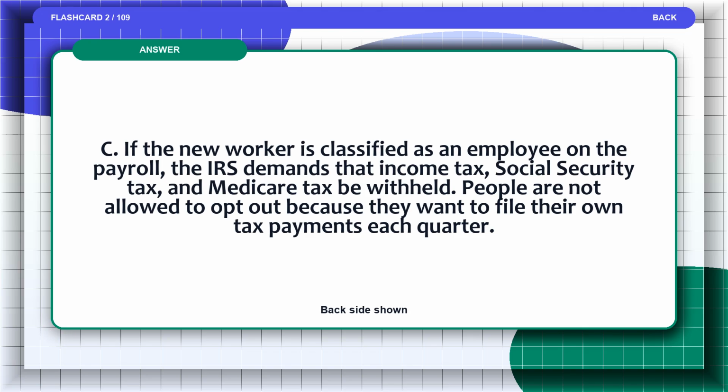The answer is: if the new worker is classified as an employee on the payroll, the IRS demands that income tax, Social Security tax, and Medicare tax be withheld. People are not allowed to opt out because they want to file their own tax payments each quarter.